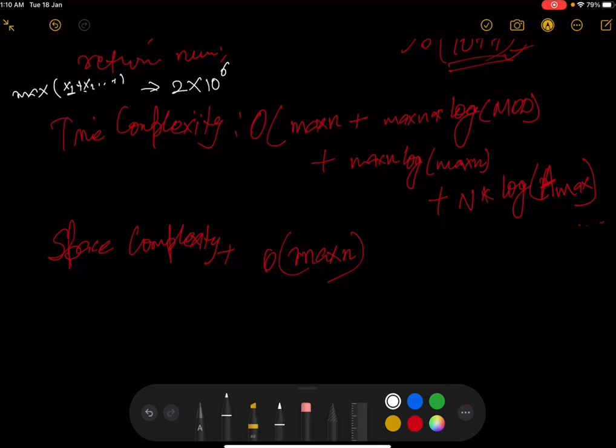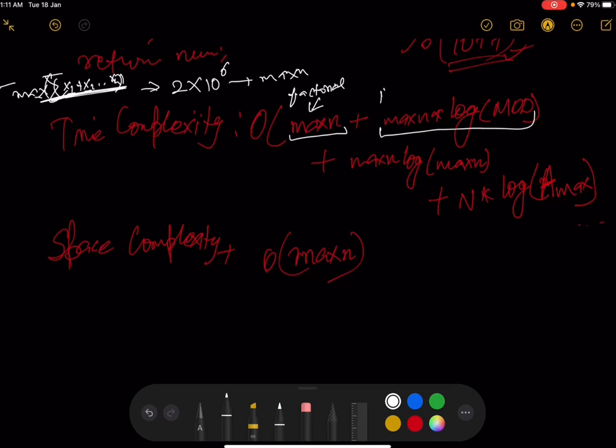These x1, x2 are the frequency of a prime number p in all the n numbers. So what can be the maximum value of the total frequency of any prime number? And if we sum it over all those prime numbers, what is the maximum of that? That we call maxn. As we are calculating the factorial of all those maxn numbers, calculating the factorial of all those numbers will require order of maxn time.